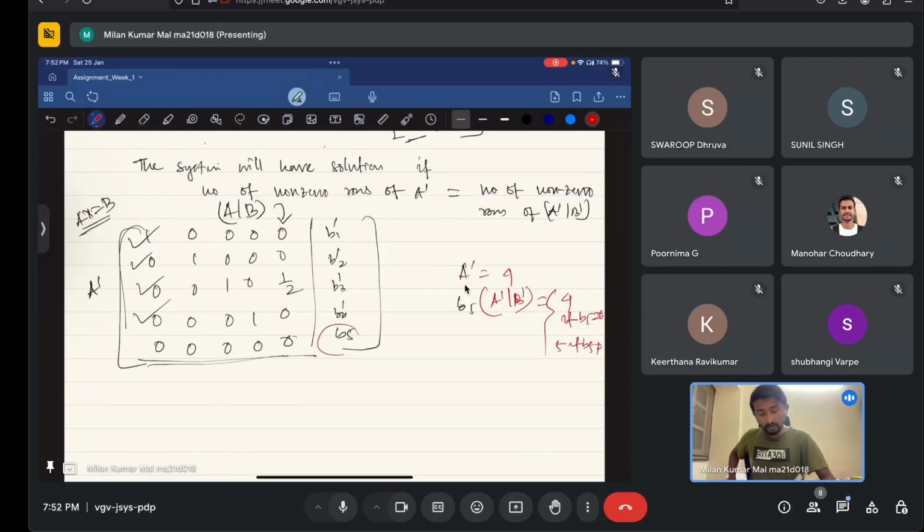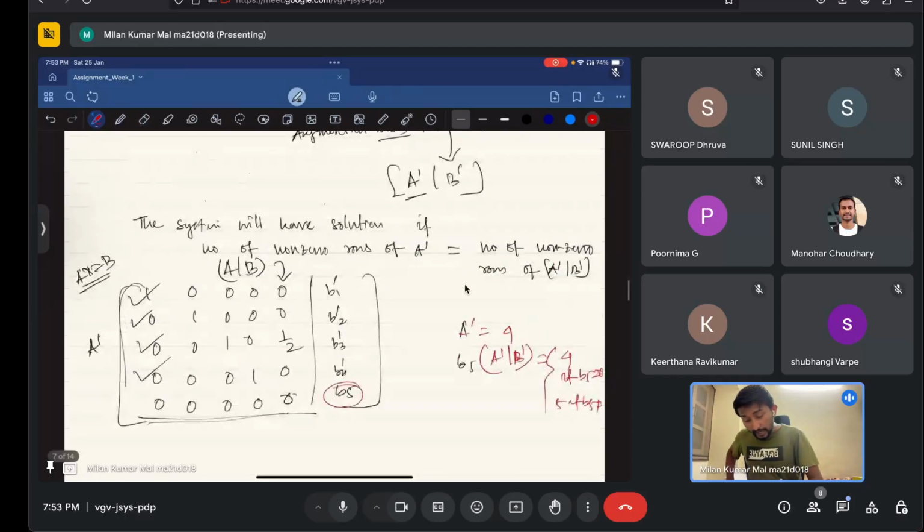For example, if this is not 0, the number of non-zero rows in this full matrix is 5, right? But if that is 0, then this is 4. If this is 0, then the number of non-zero rows in A dash mod B dash is 4. So the system will have a solution if the number of non-zero rows of A dash is equal to the number of non-zero rows of A dash mod B dash.